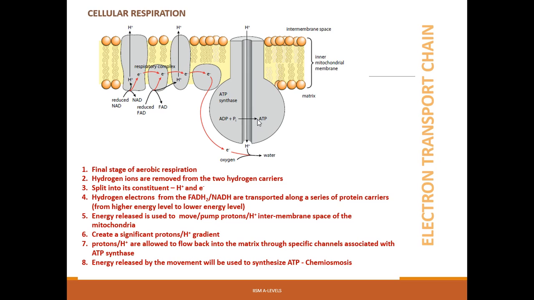Where does the oxygen come from? It comes from when you breathe. When you inhale, oxygen will be absorbed by the cell, and that oxygen will be used as the final acceptor to receive the electrons and combine with hydrogen ions to form water molecules. So that is basically how aerobic respiration is carried out and how ATP is produced at the final stage of cellular respiration, which is the electron transport chain.